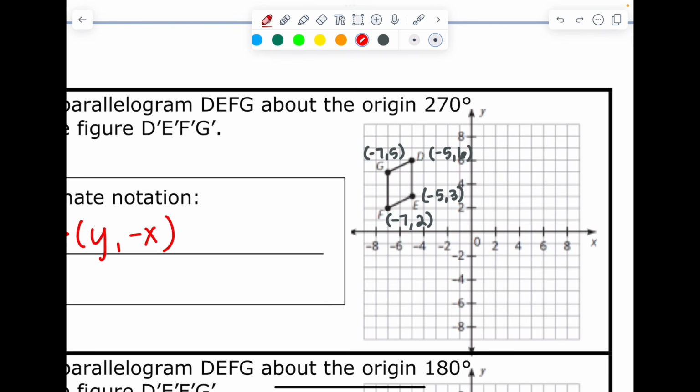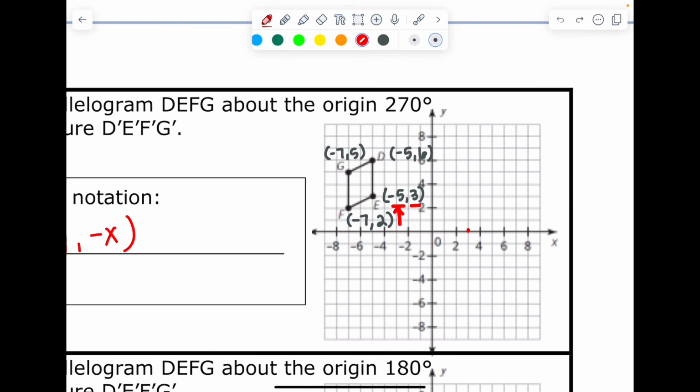So let's say we're doing point E. So we're going to switch the 5 and the 3, the negative 5 and the 3, and then we're going to change the sign of just the 5. So that's going to be positive 3, positive 5. Right here. And that will be the new E. So that would be at 3, 5. And then for point F, we do the same thing. Swap the 2 and the 7, but you're going to change this sign. So that would be positive 2, positive 7.